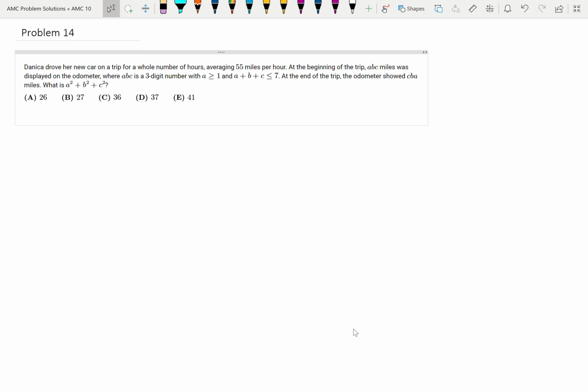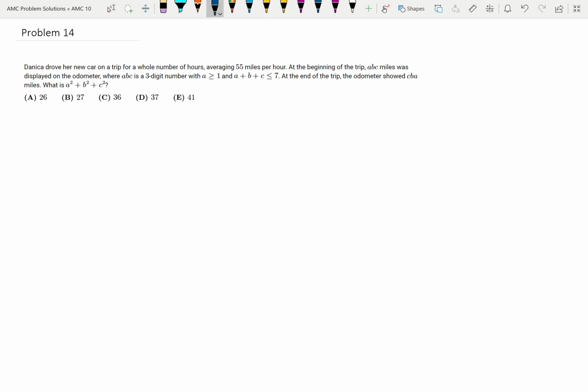Danica drove her new car on a trip for a whole number of hours, averaging 55 miles per hour. At the beginning of the trip, ABC miles was displayed on the odometer, where ABC is a three-digit number with A greater than or equal to 1 and A plus B plus C less than or equal to 7. At the end of the trip, the odometer showed CBA miles. What is A squared plus B squared plus C squared?